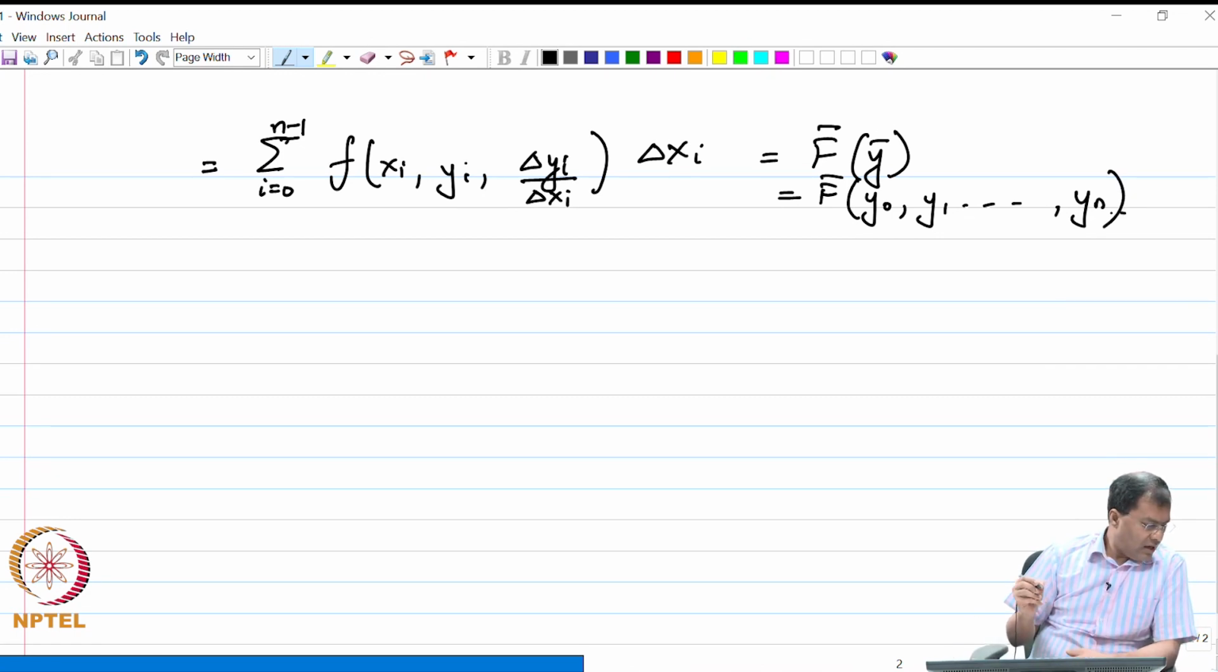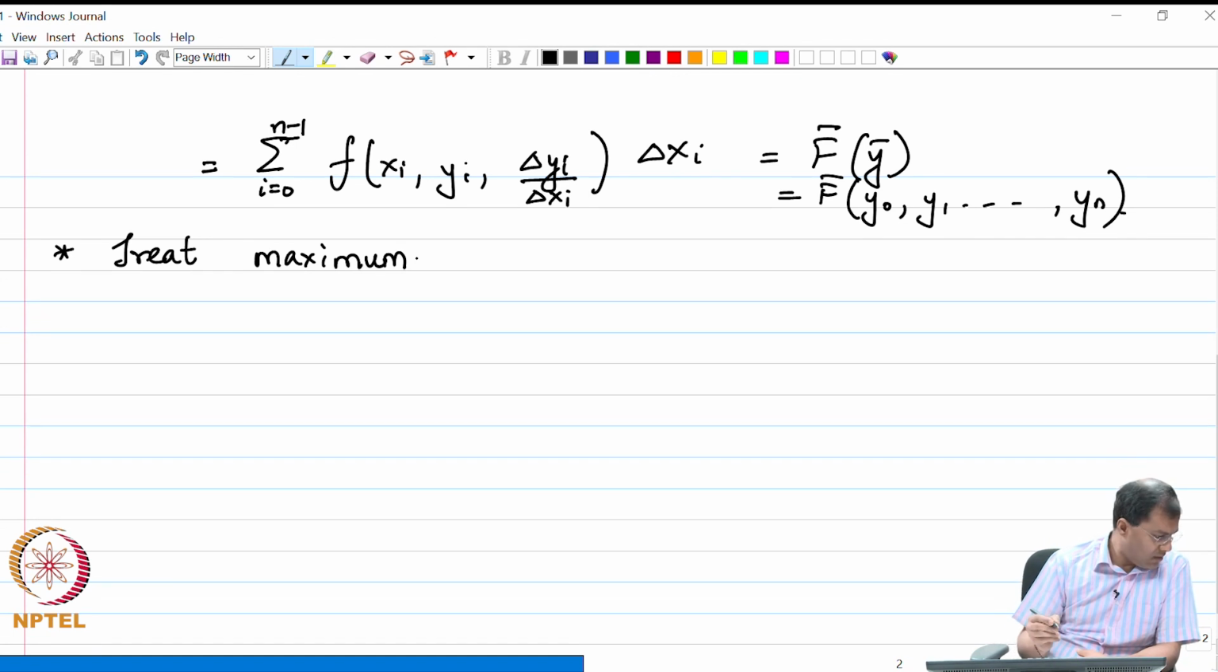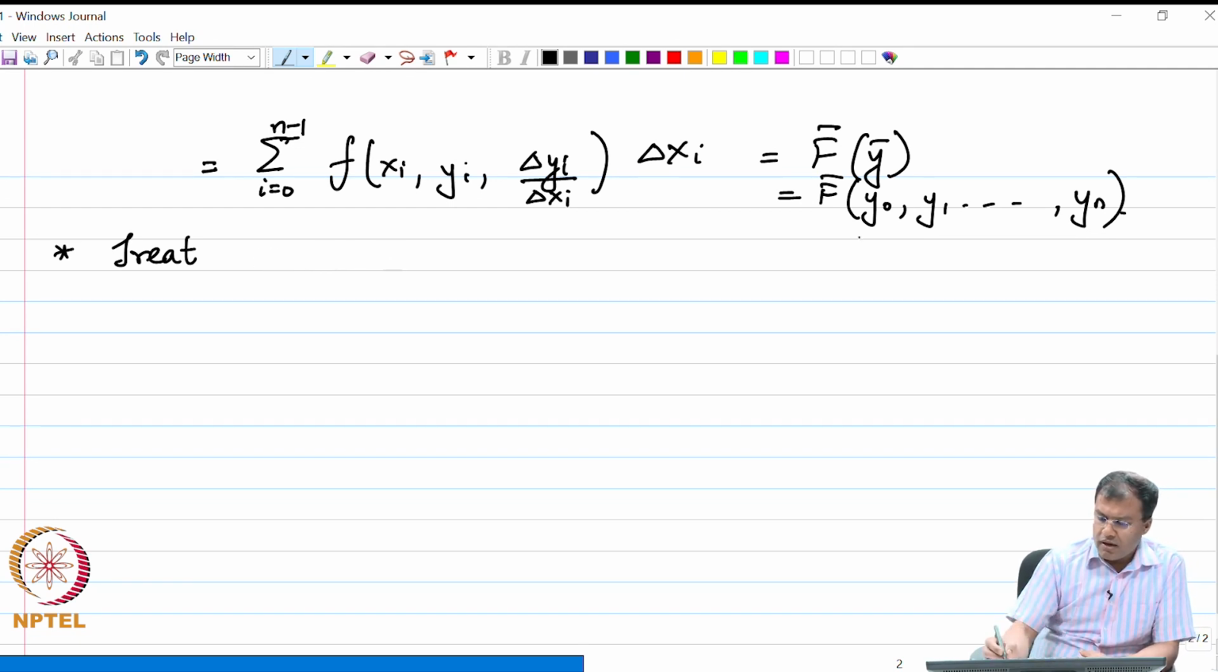Okay. So, now the idea is to treat the maximization of this function using standard multivariate calculus. Before we do that, let us notice that this particular function has n plus 1 arguments, right. So, n plus 1 arguments.